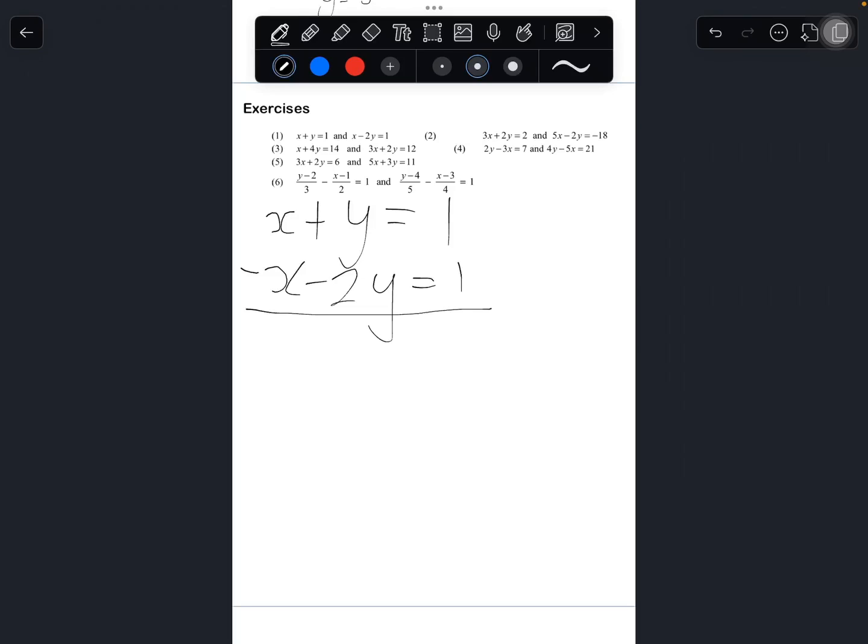So the x's cancel out. The negative 2y, since I'm subtracting a negative, will become a positive. So I'm going to have 3y equals 1 minus 1, which is 0. Then I'm going to have y equals 0. So we're going to take the 0 and substitute it in. We're going to have 0 plus y equals 1, and then y equals 1. So that is our first question done.